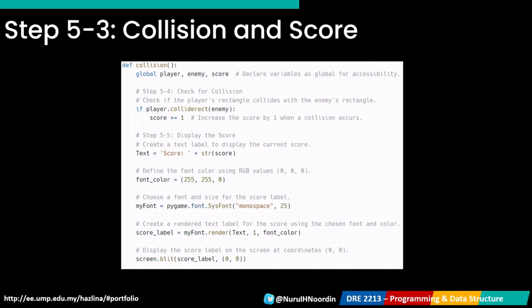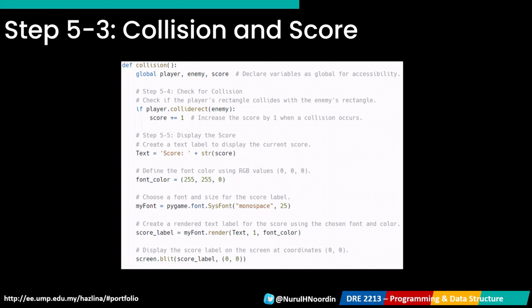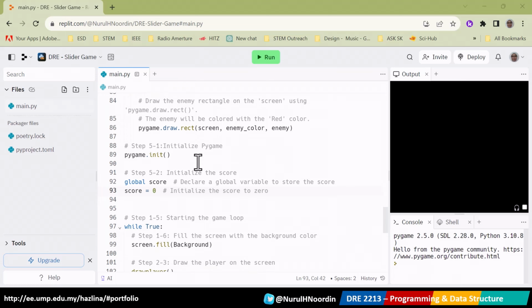But what's a score without being displayed? So, we create a text label, score X, where X is the current score. To make it look good, we choose a font size and font color. It's your chance to add an aesthetic touch to the game. And finally, we display the score label on the screen. It's a small but essential element that keeps the player informed and engaged.